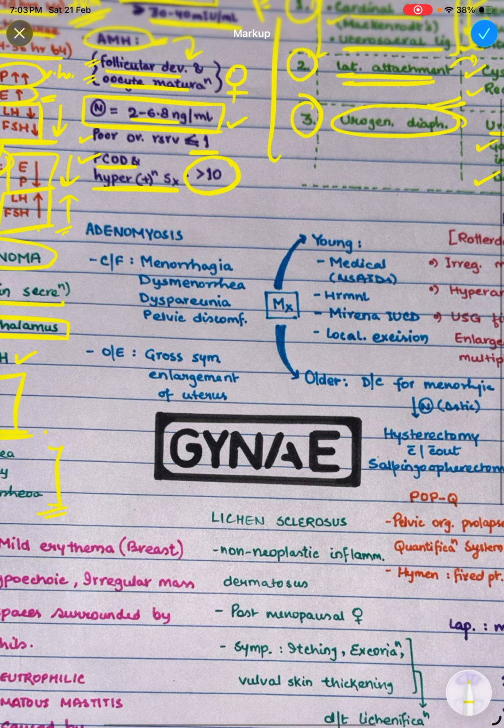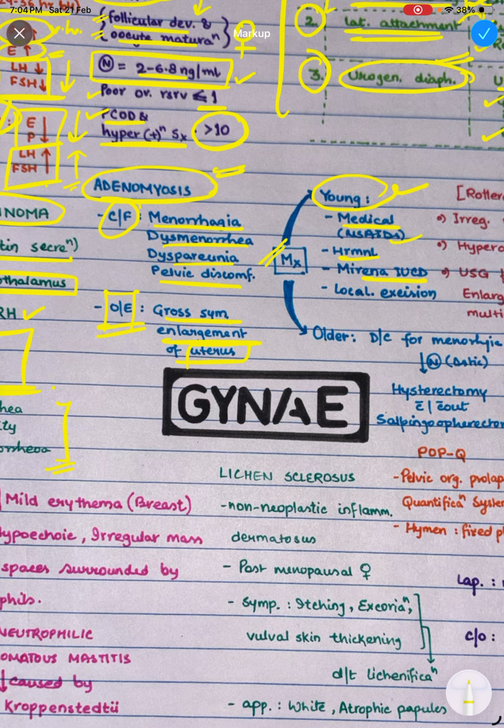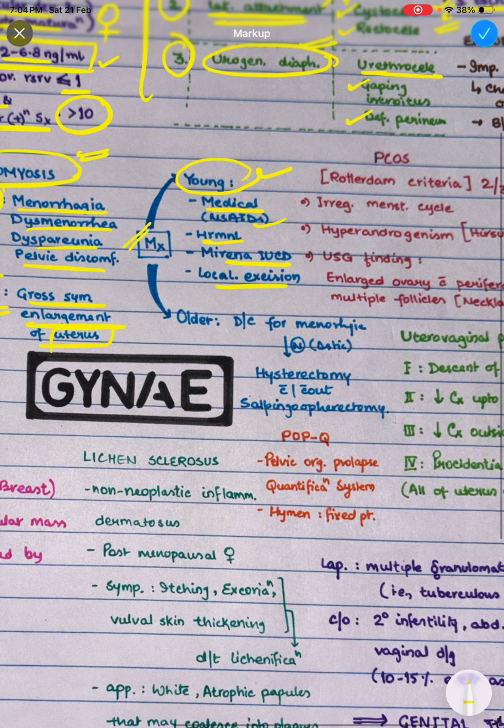Next we come to adenomyosis. Adenomyosis is the condition. The clinical features by which a female comes are menorrhagia, dysmenorrhea, dyspareunia, and pelvic discomfort. On examination, a gynecologist will find a globally symmetrical enlargement of the uterus. For the management of adenomyosis in young females, we will first get into medical management, giving NSAIDs and hormonal medications. Mirena IUCD we can use, and local excision we can do for adenomyosis.